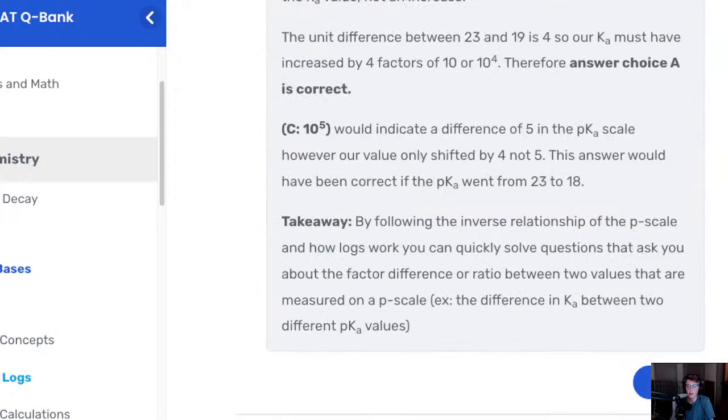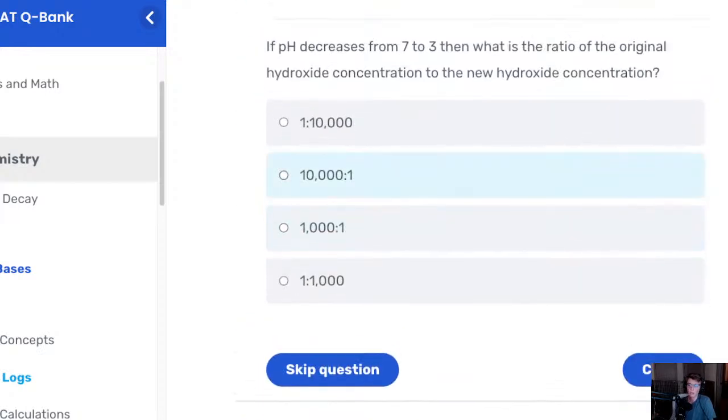All right, let's go ahead and look at one last question, and then we will call it there. Hopefully this was helpful. And as always, keep putting in questions if something's not making sense or you want any clarification. Okay, cool. So let's look at this. It says if pH decreases from 7 to 3, what is the ratio of the original hydroxide concentration to the new hydroxide concentration? So we have a mismatch.